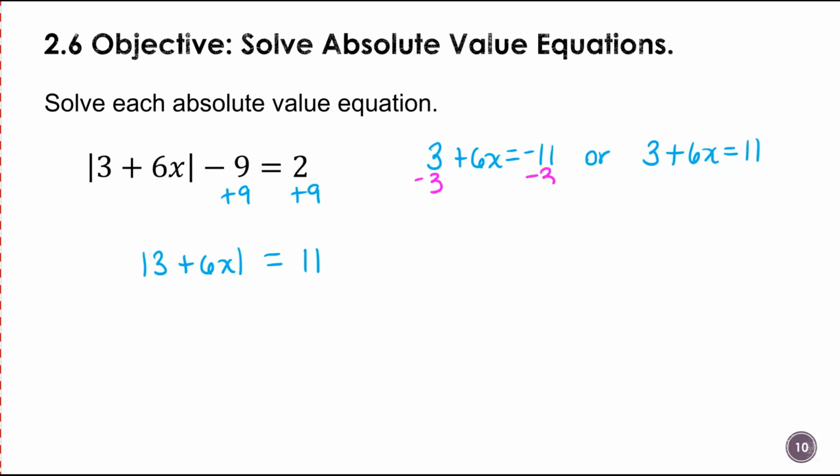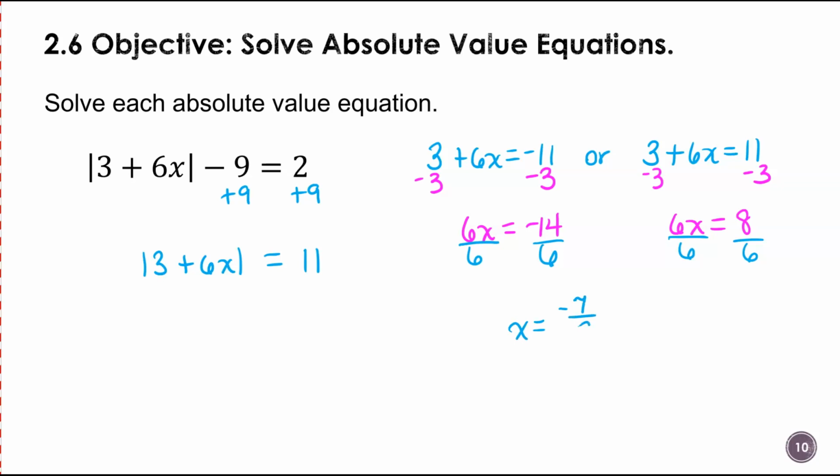I'm going to subtract the 3. And that's going to equal 8. And then we divide both of these by 6. Oh, I was looking at the wrong equation here. This doesn't look right. And divide by 6. Okay, so when we simplify, we get x equals negative 7/3 because we divide, right?